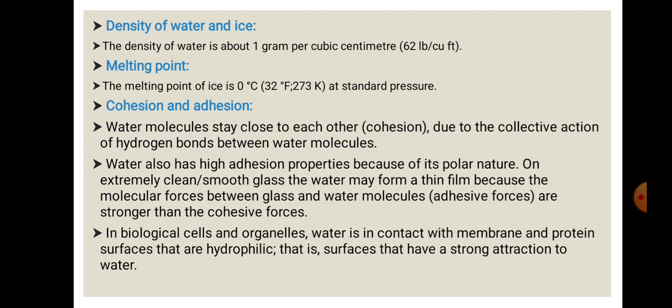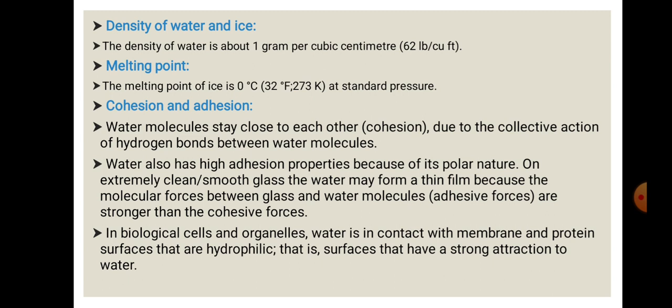Cohesion and adhesion. Water molecules stay close to each other, which is generally called cohesion. The attraction between similar molecules, we call it a cohesive force, due to the collective action of hydrogen bonds between water molecules. Water also has a high adhesion property because of its polar nature. On extremely clean smooth glass, the water may form a thin film because the molecular forces between glass and water molecules are stronger than the cohesive force, which we call the adhesive force, the force of attraction between two different molecules.